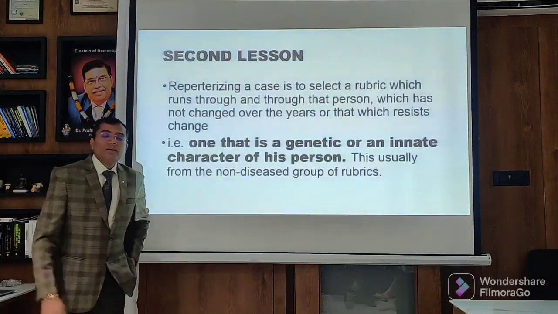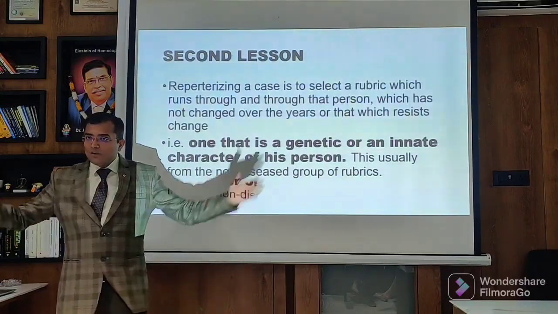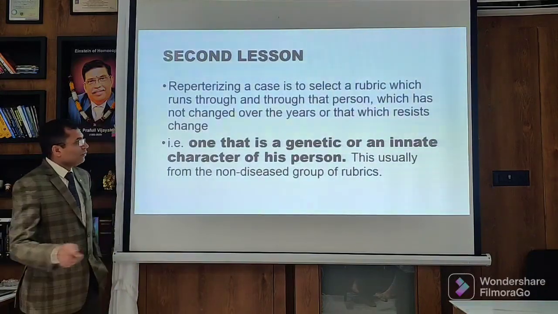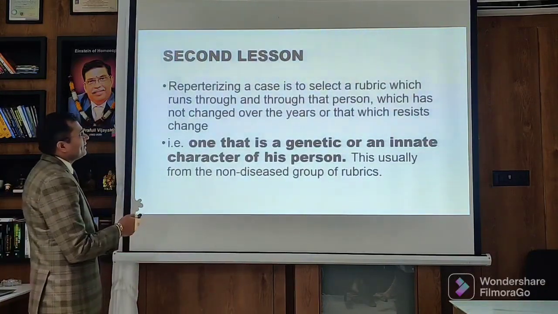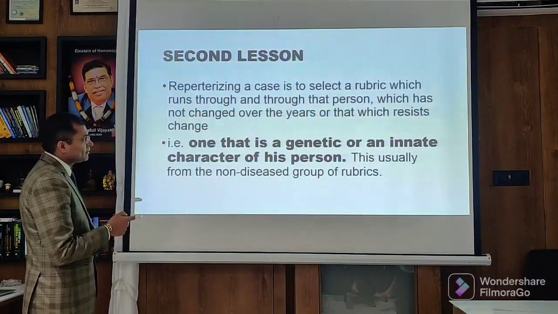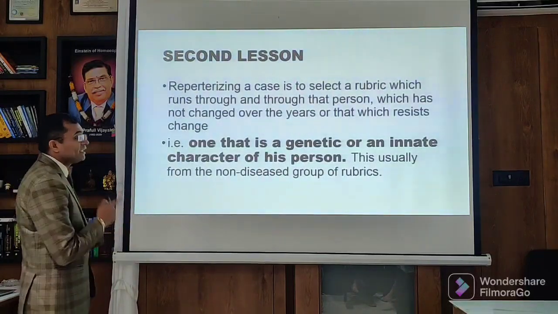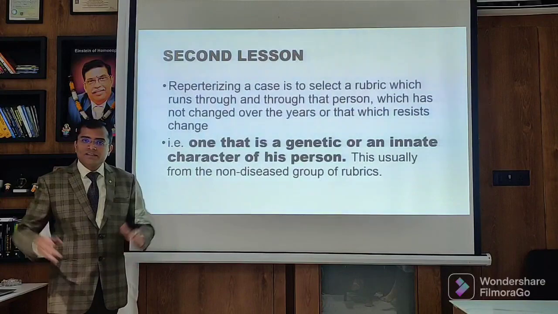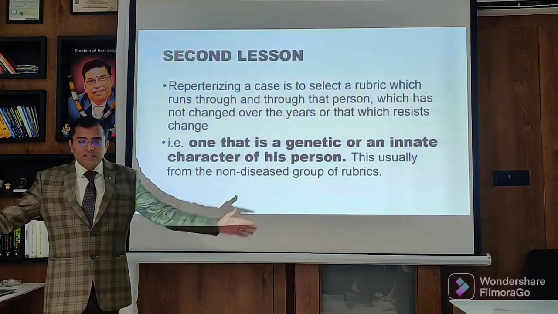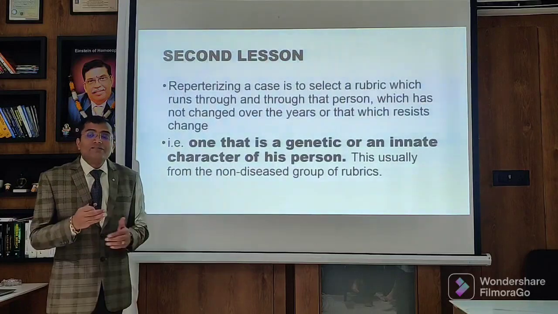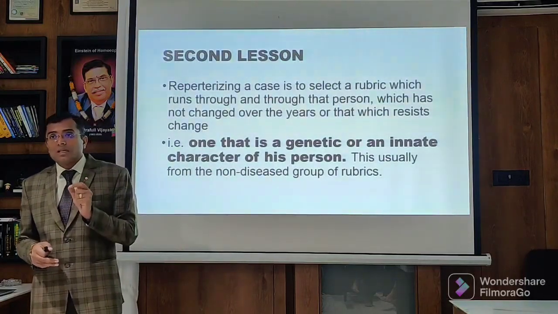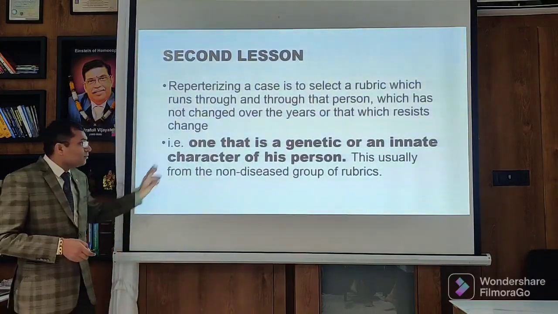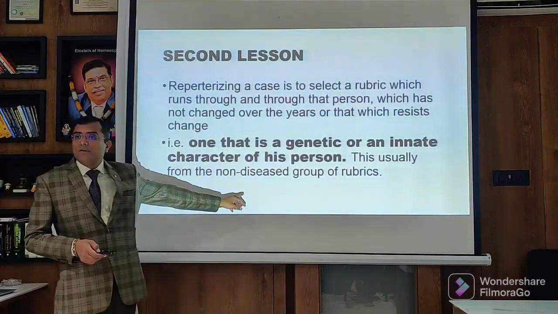Okay. The first lesson which we learned is to take a big rubric, and the next step is the innate characteristics. Now what was the second lesson? The second lesson is that repertorizing a case means selecting the rubric which runs through and throughout that person, which has not changed over the years, or which resists change. It is called the genetic or innate characteristic of the person. The first lesson is to take a bigger rubric of the situations, and the second is a genetic characteristic. This will give you a wonderful repertorization totality, and you cannot miss the constitution out of it. And this must be from the non-disease group of rubrics.